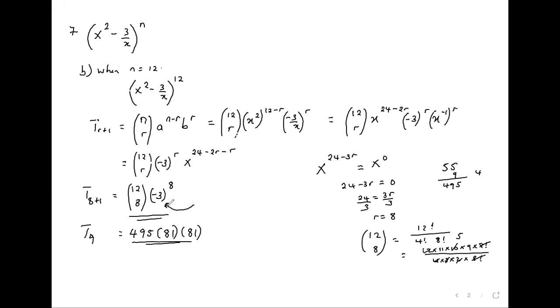We can freely move to question 8. Question 8: the first 3 terms in the expansion of (1 plus kx) power n are given as 1 plus 14x plus 84x squared. So only the first 3 terms are given.